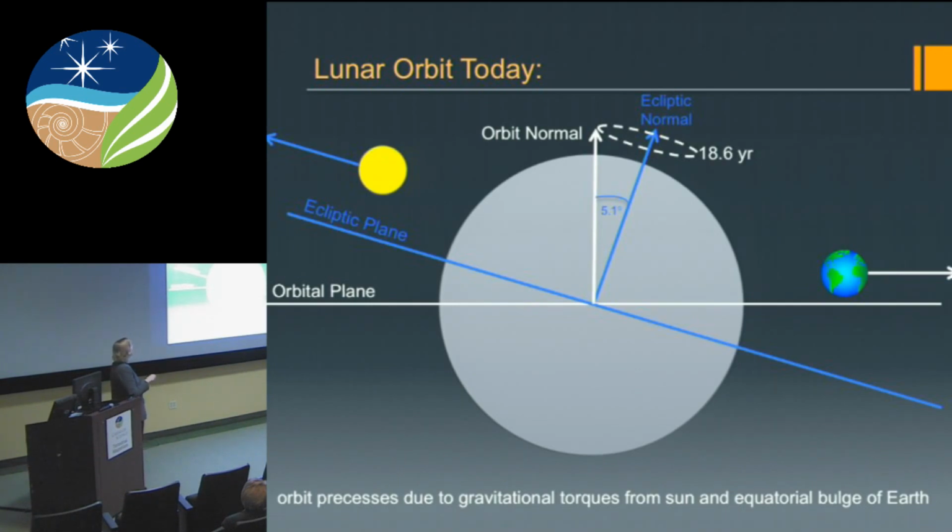And today, the orbit normal of the moon precesses about the ecliptic normal of the Sun-Earth system, and the angle between those is about 5 degrees, and the precession period is about 18.6 years. So that's the scenario today. And the reason for this orbit precession is that there are gravitational torques that act on the moon, both from the sun, the fact that this is inclined relative to this, and also from the equatorial bulge of the Earth. Okay?